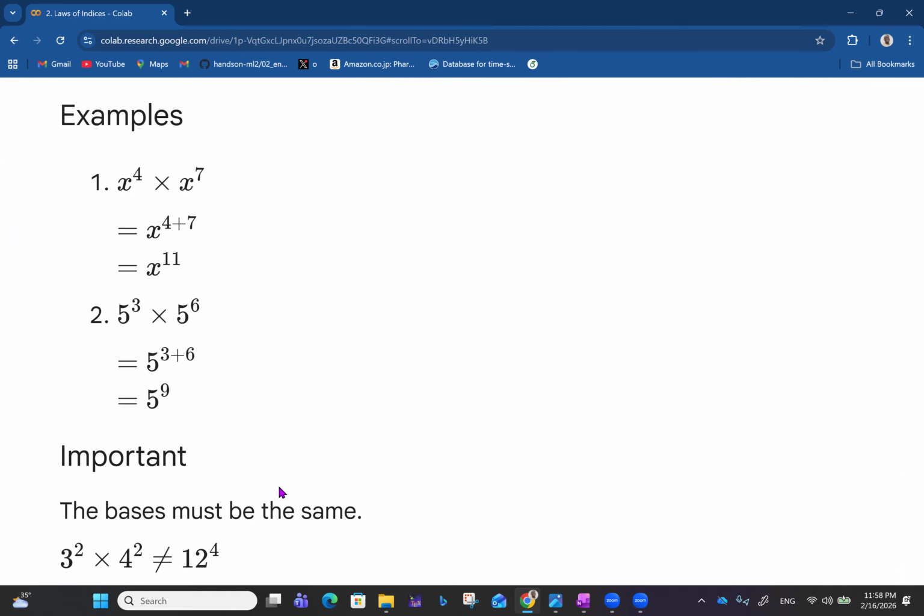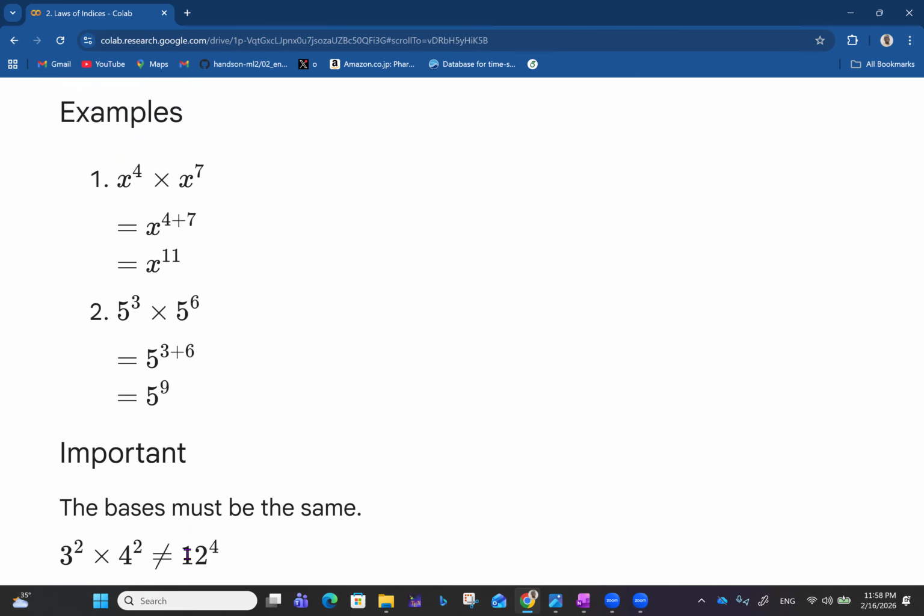Then this is important. The bases must be the same. If the bases are not the same, it won't work. For instance, you can't say 3 raised power 2 times 4 raised power 2 is 3 raised power 4, or 4 raised power 4, or 3 times 4 raised power 4, which is 12 raised power 4. No, the bases have got to be the same. If the bases are not the same, you can't apply the product law of indices.